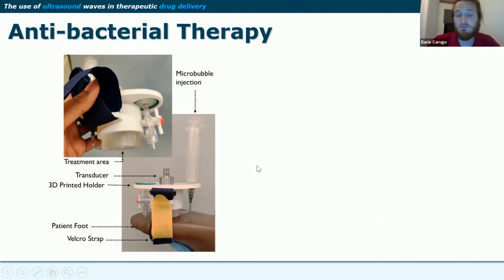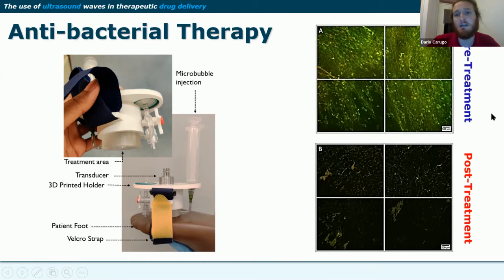We have tested it in vitro using bacterial models or biofilm models, which are common in chronic wounds. And what we have seen is that by applying ultrasound and microbubbles, which is the images below, we can remove significant amounts of biofilms, which is labeled in green, as well as kill the remaining bacteria.